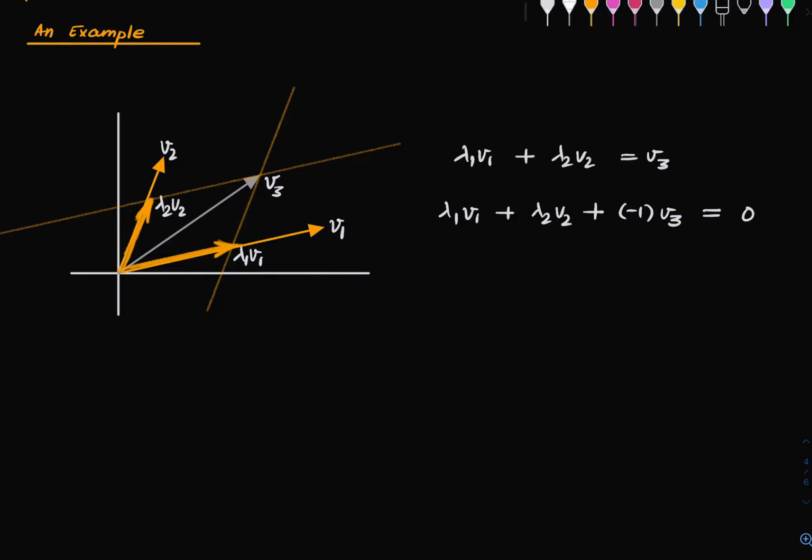And here is a very simple exercise. If you have 3 vectors in R2, they will be linearly dependent. Just try it out. Any 3 vectors in R2 give you a linearly dependent list.